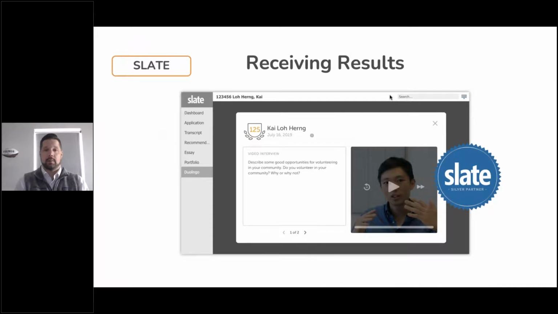Jennifer did talk about Slate. We integrated very early on with Slate. So if you have Slate within your campus or within your program, we're technically already there. We just have to turn it on. And once we're turned on, all your scores will go into your Slate system. So it's really easy to use.